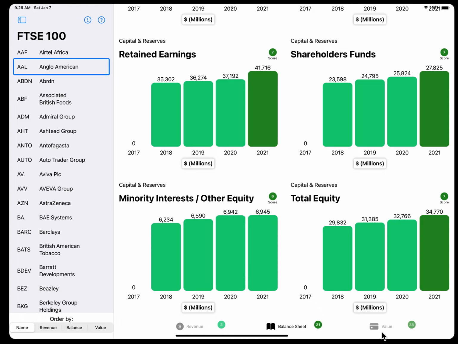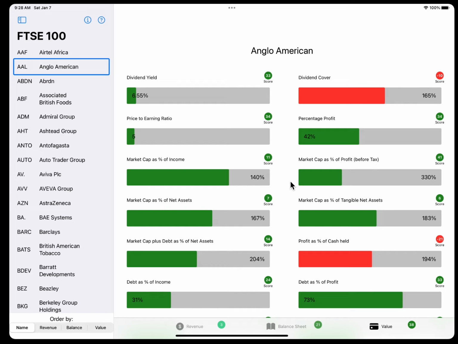That's pretty good. Now for valuations, this is based on the price of the stock on the day the app is packaged. And it's just a very broad guide, really. Don't take this too seriously, but it gives us some idea of how the value of this company compares to other companies. So, for instance, Anglo American's got currently quite a good dividend yield of 6.55%. That's pretty strong, and so that's got a very good score, 33. Price to earnings ratio is 5.6, so again, a good score for that.